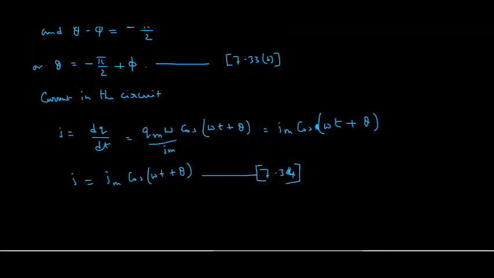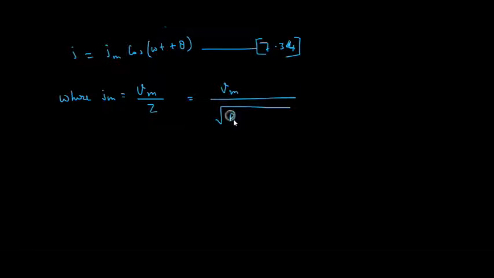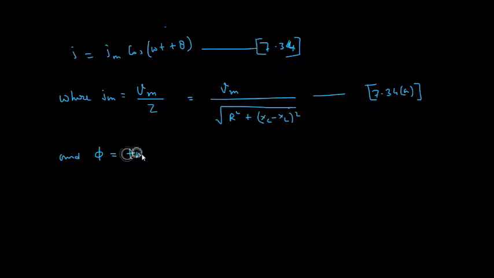Now, moving forward, we can write where Im is equal to Vm upon Z, where Z is equal to square root of R square plus (Xc minus XL) whole square. This is equation 7.34a, and phi is equal to tan inverse of Xc minus XL upon R.